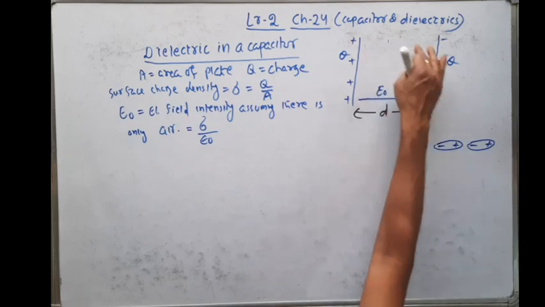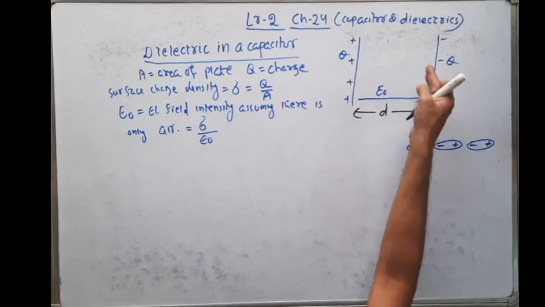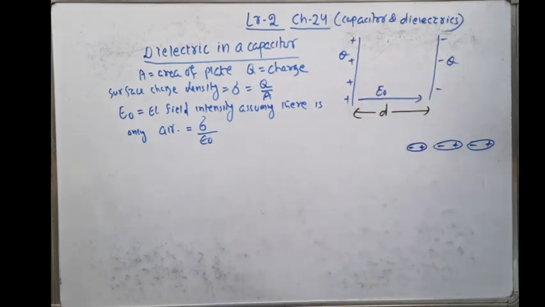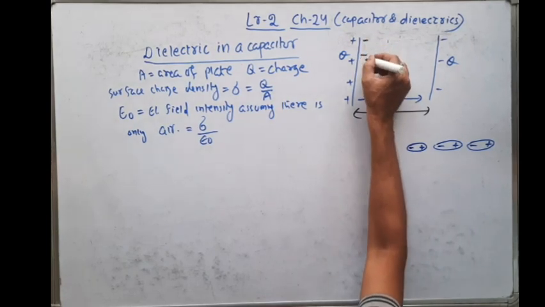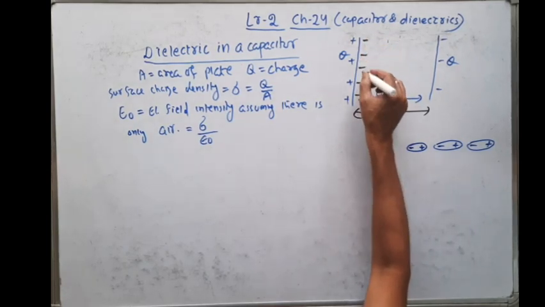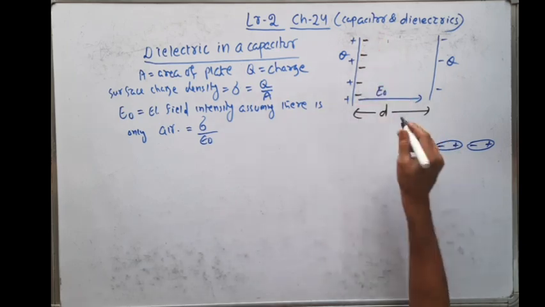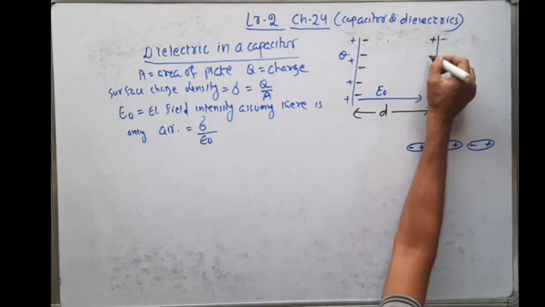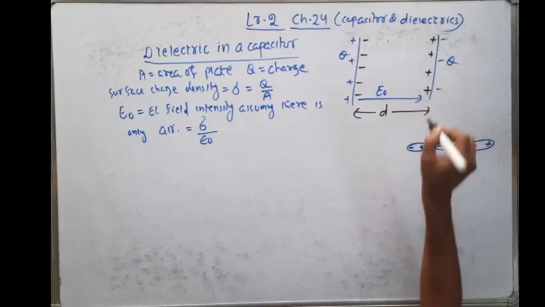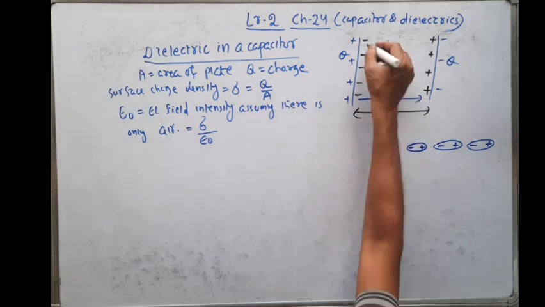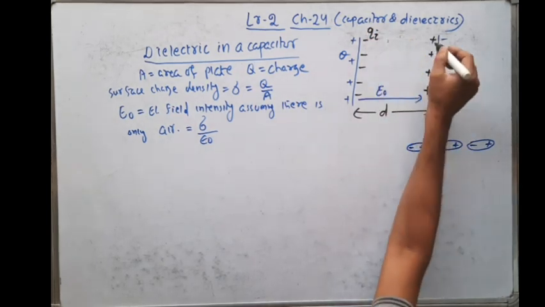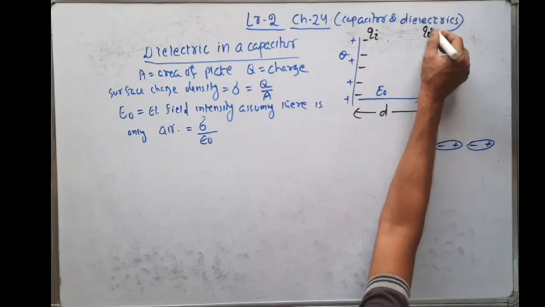So due to this external electric field, the dielectric inside the plates will be polarized, and the negative charge particles will move opposite to the electric field. So the negative charge will come here. This is the negative charge of the dielectric. And the positive charge will move along the direction of the external field. This is your positive charge. This negative charge induced is equal to say Qi, and this positive charge induced is also Qi.